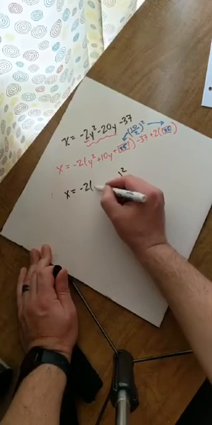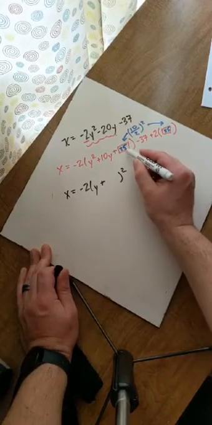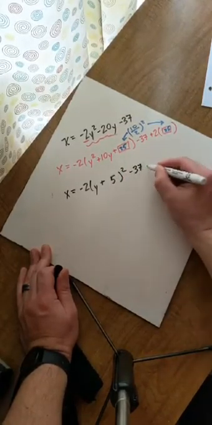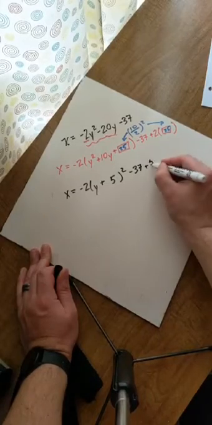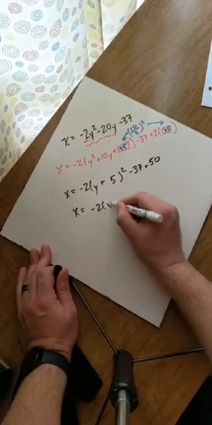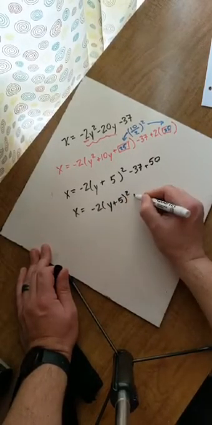y squared, square rooted, is just y. Middle term stays positive, and then 25, the square root of that is 5. And we got minus 37 plus 2 times 25, which is 50. And so we get negative 2 times (y plus 5) squared, and then this becomes plus 13.